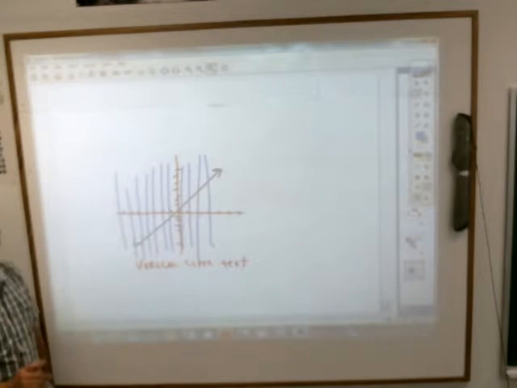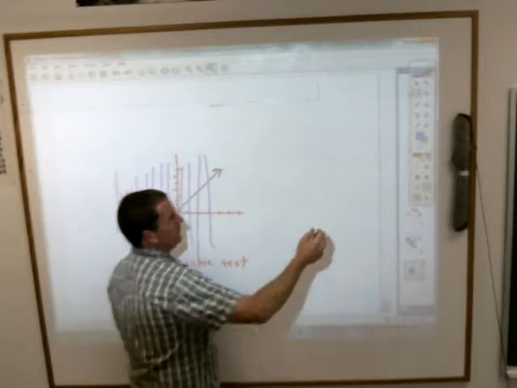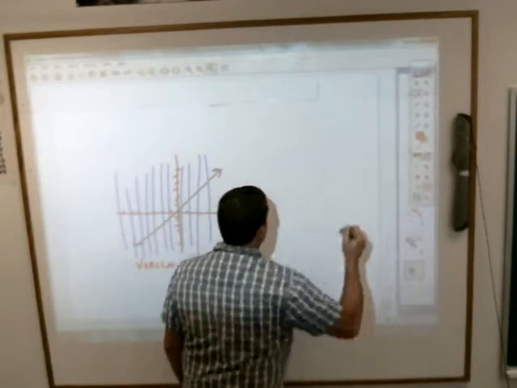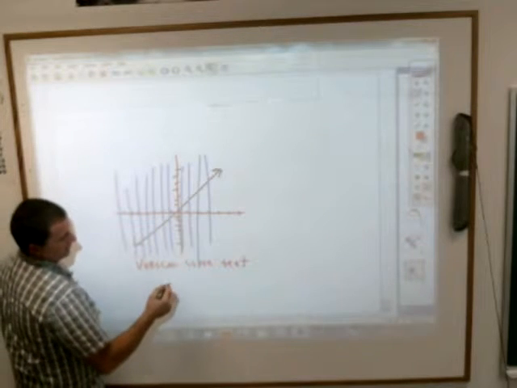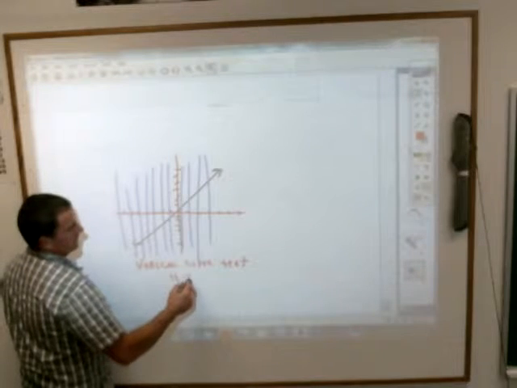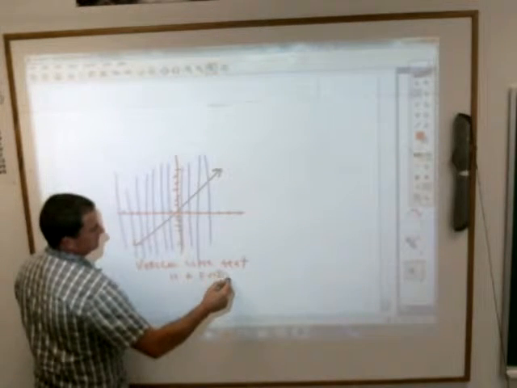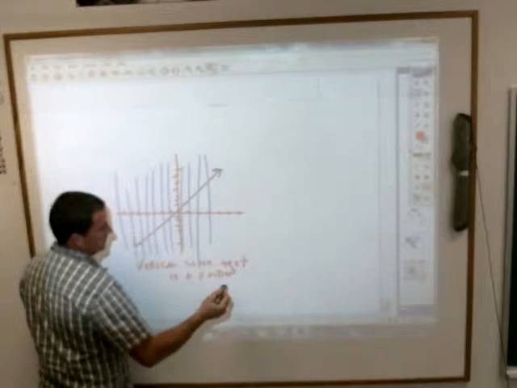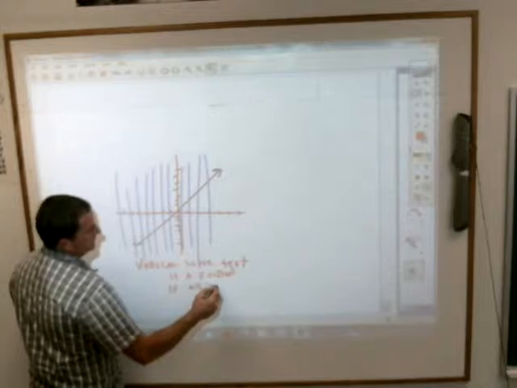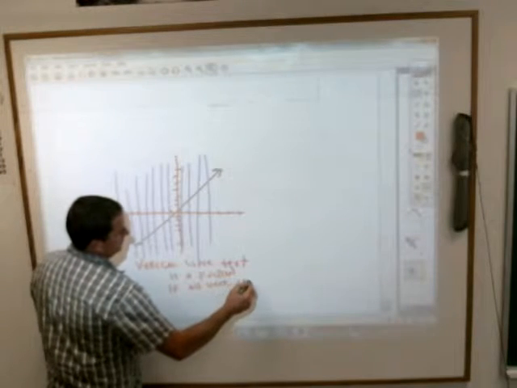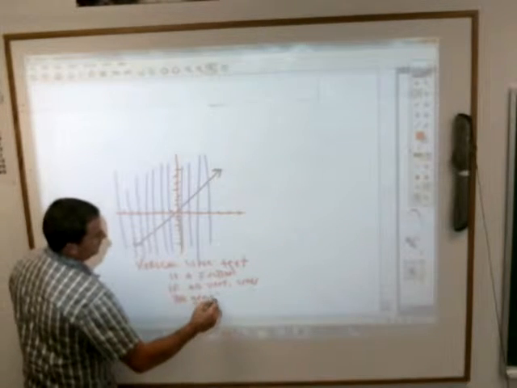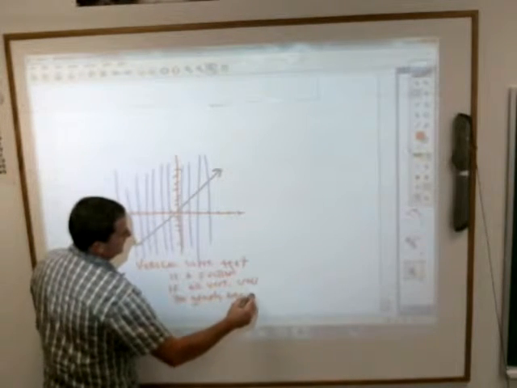The vertical line test says this, that if you draw as many vertical lines as you want, each vertical line, it is a function if, I should probably say, it is a function if all vertical lines cross the graph in only one place, or one time.